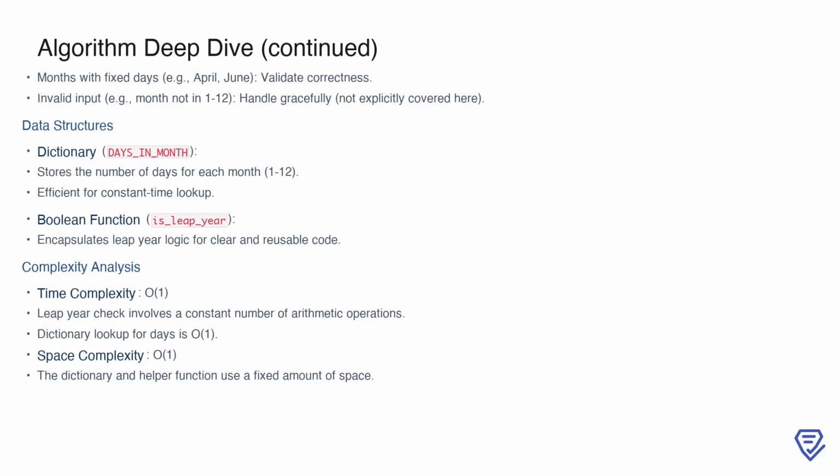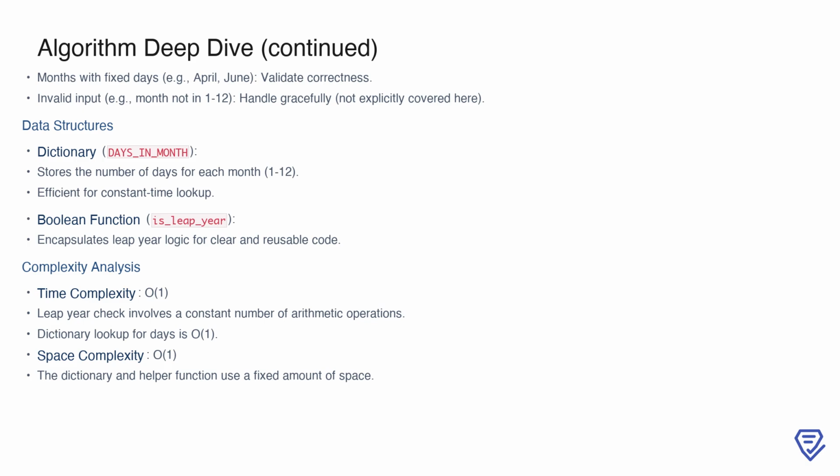The algorithm relies on two key data structures. First, the days_in_month dictionary stores the number of days for each month and enables constant time lookups. Second, the is_leap_year function encapsulates the leap year logic, making the code modular and reusable.